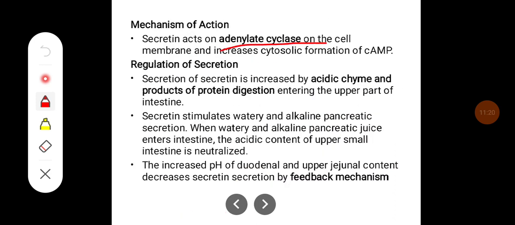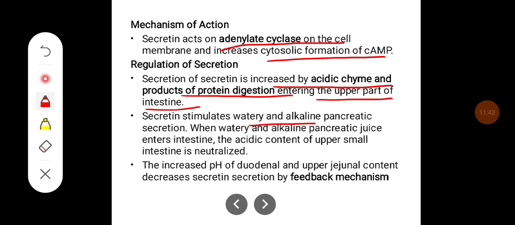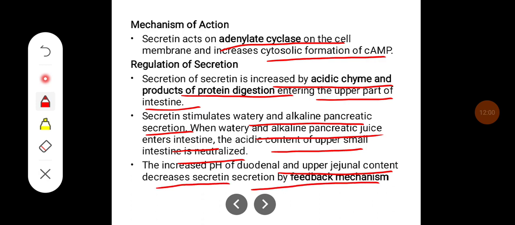Secretin acts on adenyl cyclase on the cell membrane and increases cytosolic formation of cyclic AMP. Its secretion is increased by the acidic chyme and products of protein digestion entering the upper part of the intestine. Secretin stimulates watery and alkaline pancreatic secretion. When this juice enters the intestine, the acidic content of the upper small intestine is neutralized. The increased pH of duodenal and upper jejunal content decreases secretin secretion by feedback mechanism.